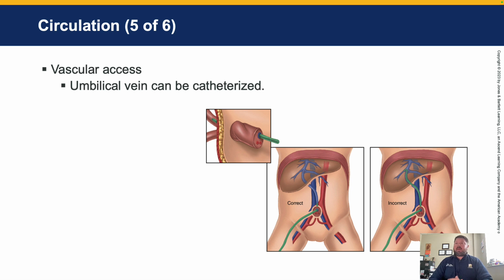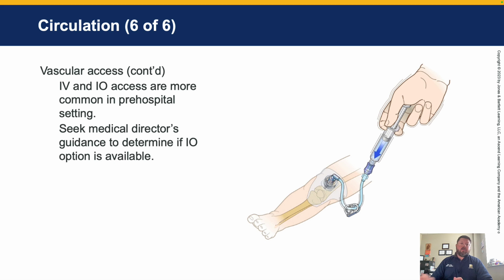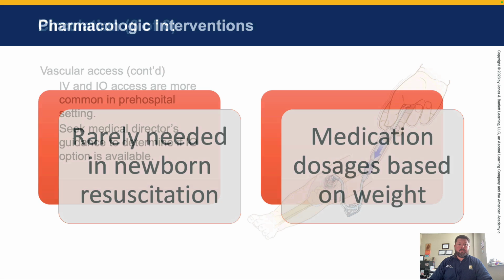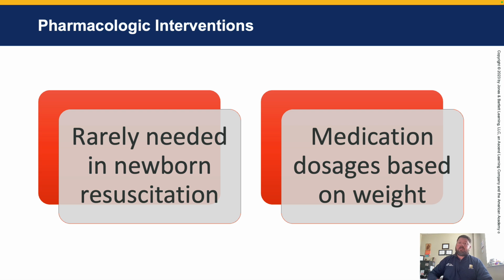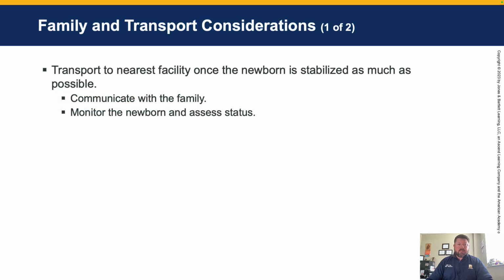Vascular access can be acquired by using the umbilical vein. However, this is not something that we will generally do in our scope of practice. IV and IO access are more common in the pre-hospital setting. Pharmacological interventions are rarely needed, and if so, you would consider using epinephrine and fluids. Transport to the nearest facility to provide the next level of care once the newborn is stabilized as much as possible. This needs to be communicated to the parents.